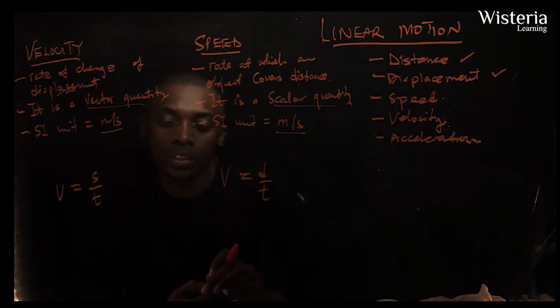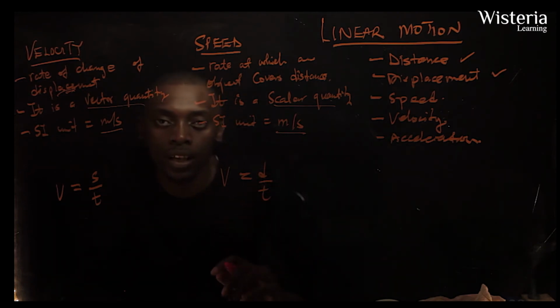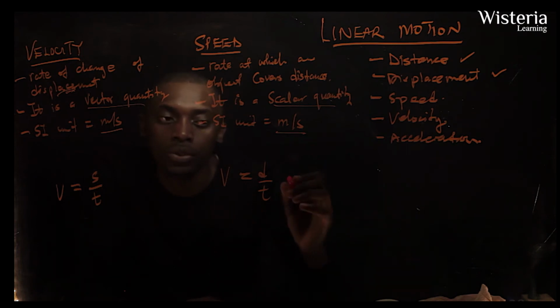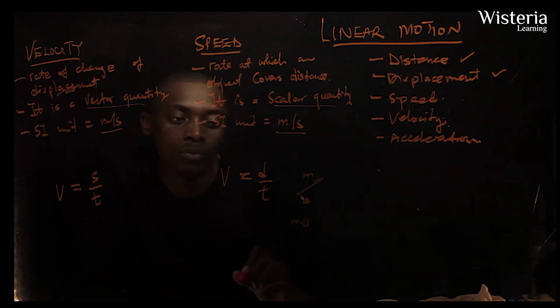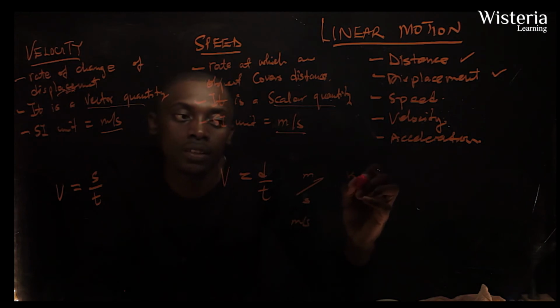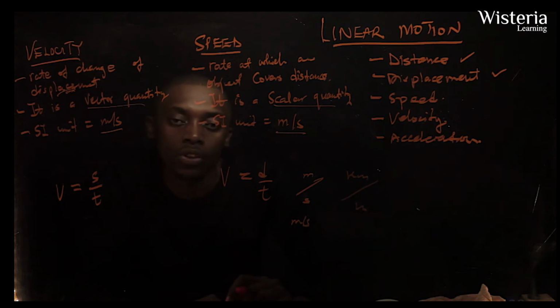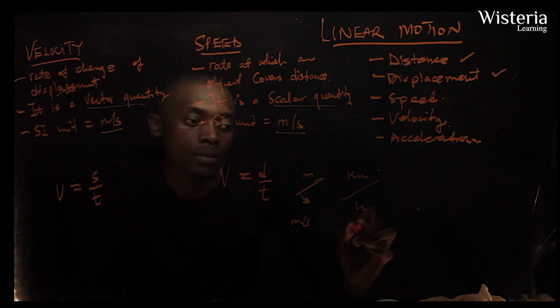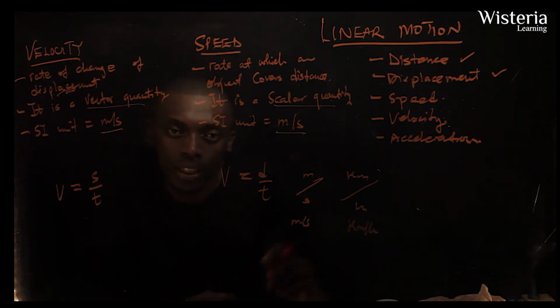And the T in the formula represents the time taken to cover that distance. So this is how we can relate with the formula. So if the distance is in meters and the time is in seconds, then the SI unit for calculating speed would be meter per second. In other cases, if the distance is in kilometers and the time is in hours, then the units for speed will become kilometers per hour. So you need to note the units as you do your calculations.